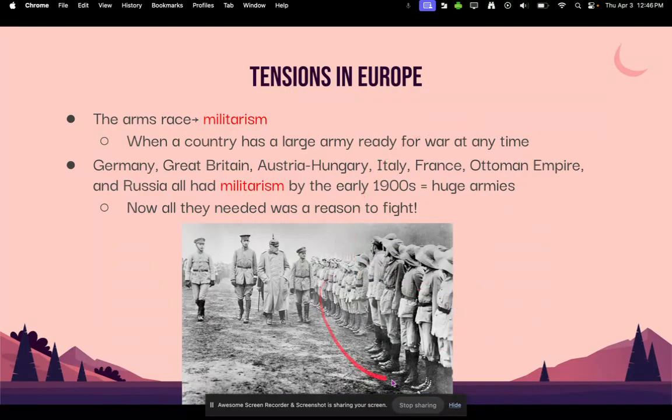So you can see here in this picture, this is one of the German chancellors and he's inspecting his army. Germany, Great Britain, Austria-Hungary, Italy, France, Ottoman Empire, and Russia all had militarism by the early 1900s, which meant they had huge armies. Now, they had these giant armies ready to fight on standby. All they needed now was just a reason to fight.